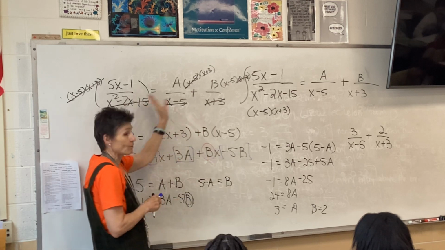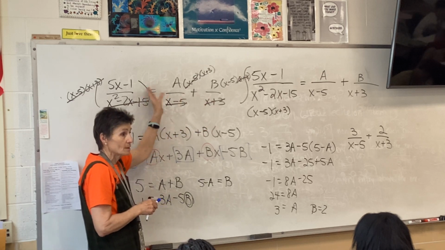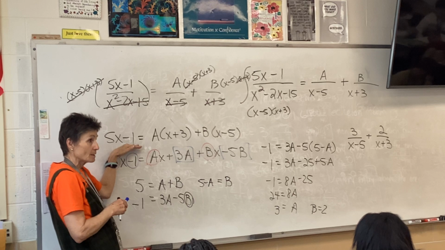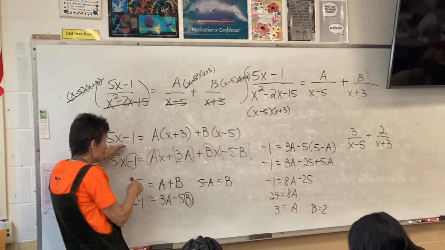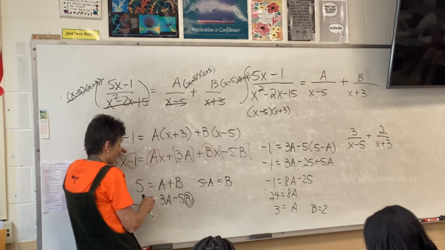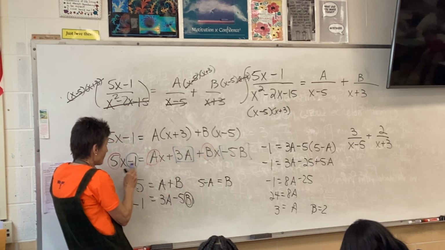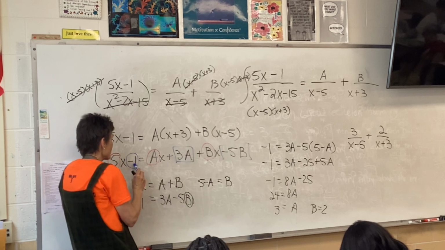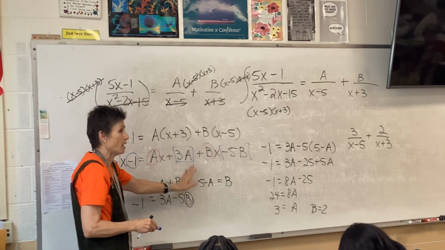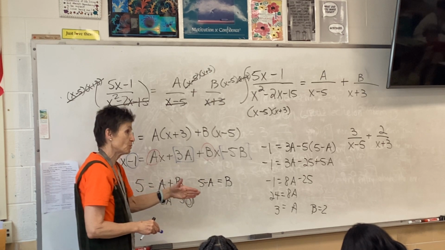Then I cleared the fractions by multiplying through by the denominator, and that left me with an equation that looked like this. And then I wrote a new equation from just the x parts. That's the red. And then I wrote another equation from the number parts, the non-x parts, that's the blue. And then however you want, you're going to solve that little system and come up with your answer.